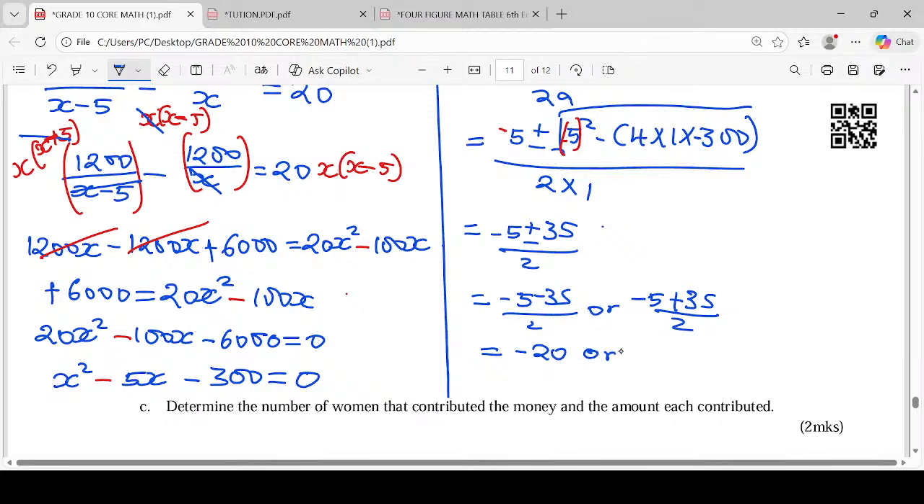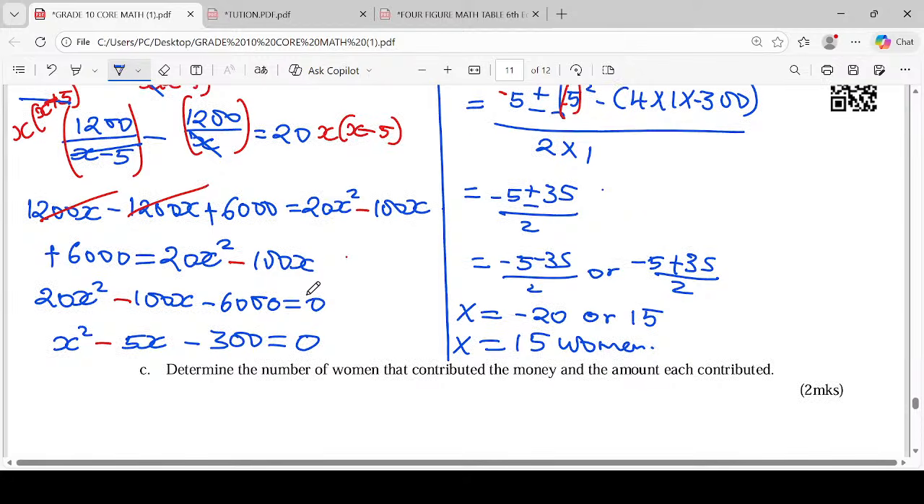Or negative 5 plus 35, that is positive 30, divided by 2, that's 15. So x can be negative 20 or 15. But because x is the number of people, we don't expect a negative number of people. Therefore, x is equal to 15 women. Originally, the number of women was 15.